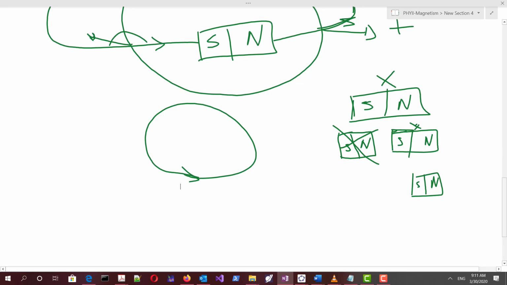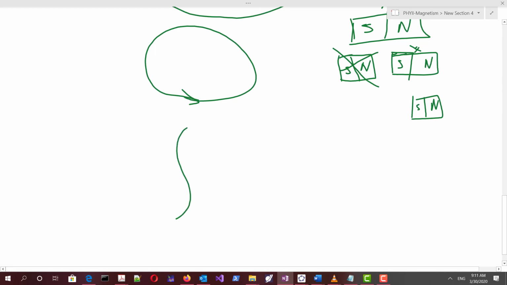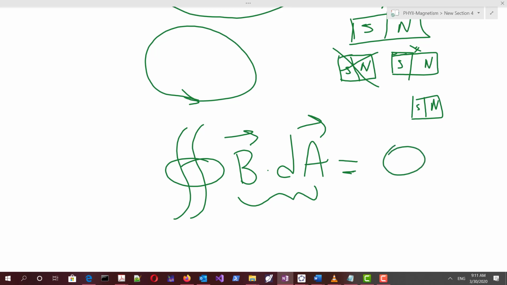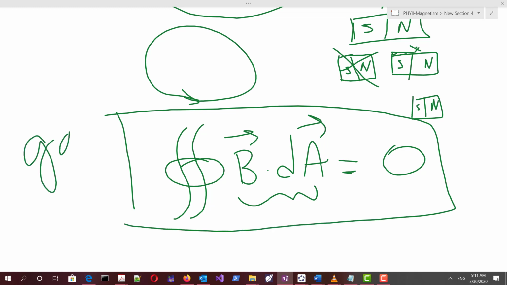So I'm going to state the equivalent of Gauss's law on a closed surface for the magnetic flux. Remember, this is a dot product, not the cross product. So at the end of the day, I have a number in here. The cross product gives you vectors, the dot product gives you numbers. This is going to be zero. This is as simple as it can get. So this is the version of Gauss's law for magnetism.